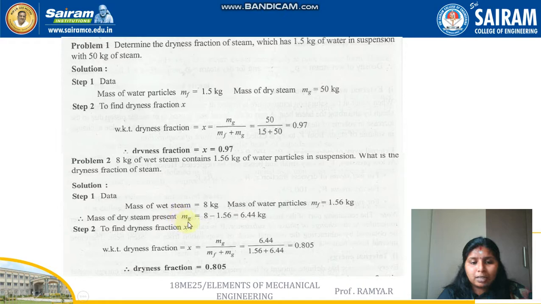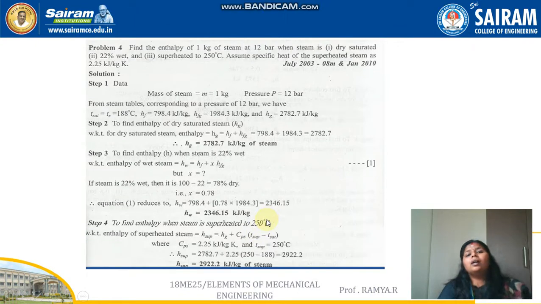So the mass of dry steam is found when we subtract the mass of water particles from the mass of wet steam, that is 8 minus 1.56, and we get the mass of dry steam as 6.44 kg. To find the dryness fraction, we know the formula mg by mf plus mg. We know the mg value, which is 6.44, and the mf value, which is 1.56. When we substitute all this, we will get the dryness fraction as 0.805.